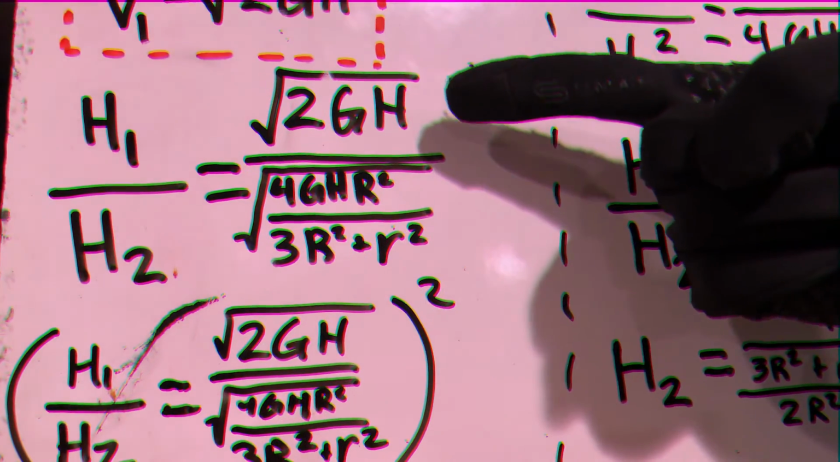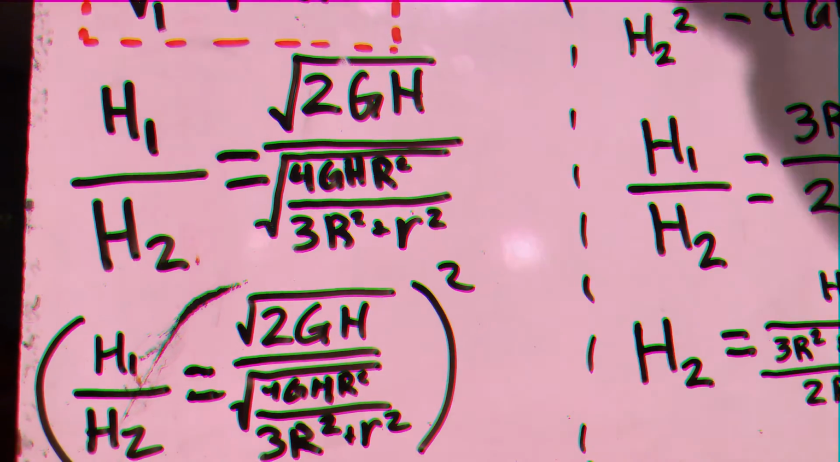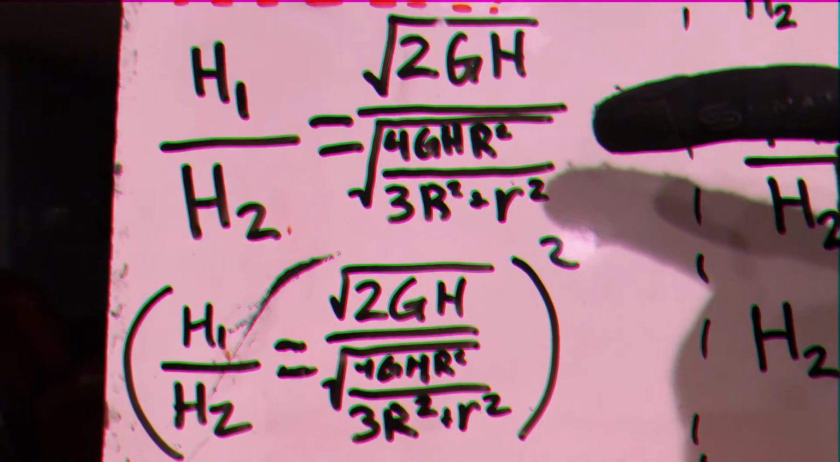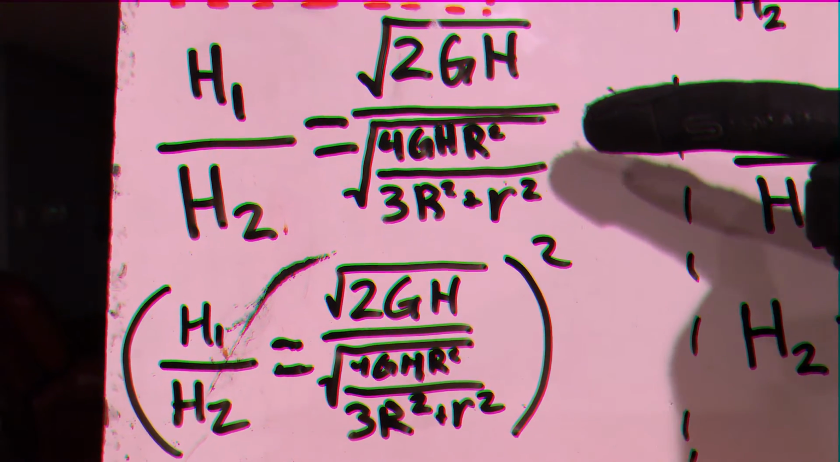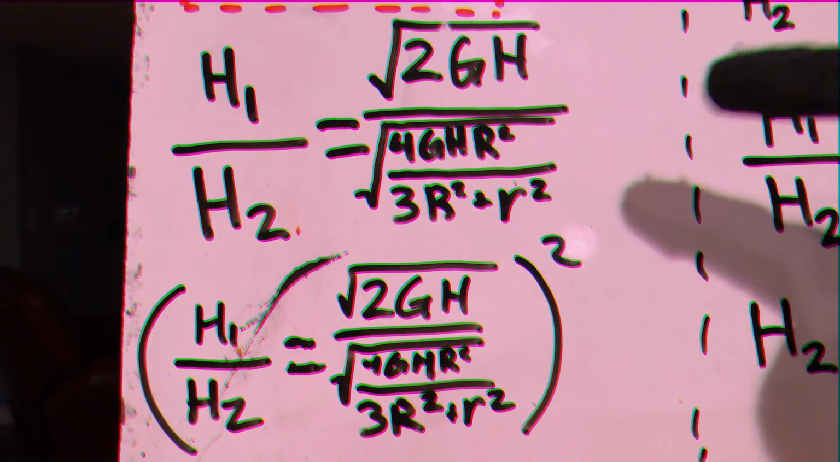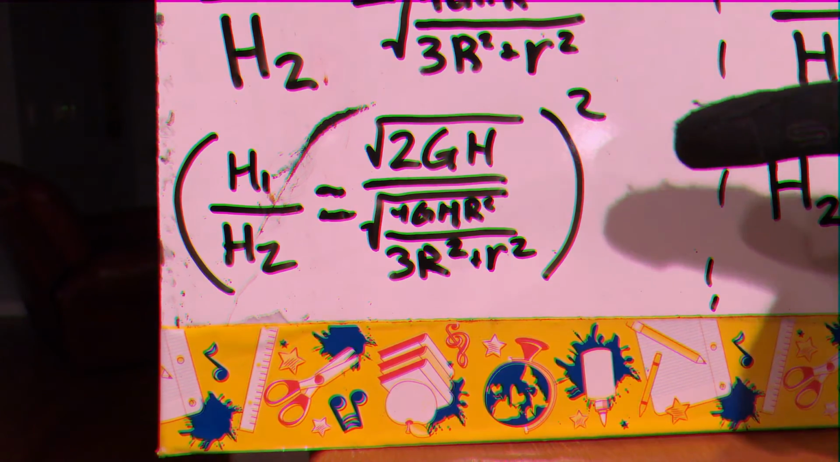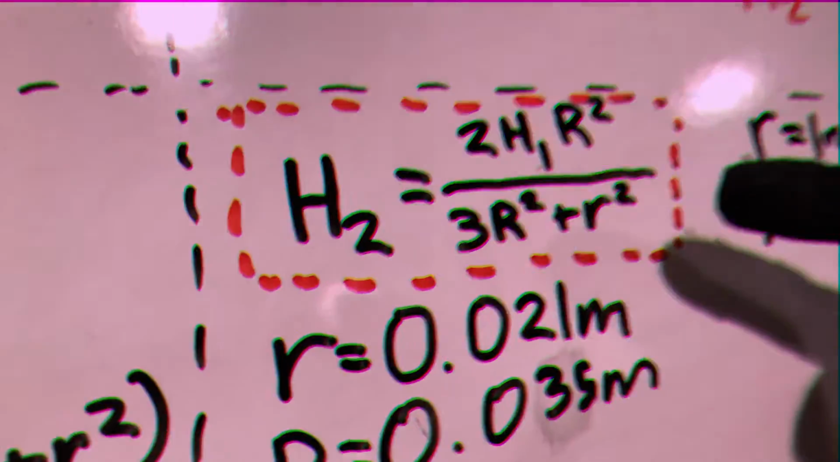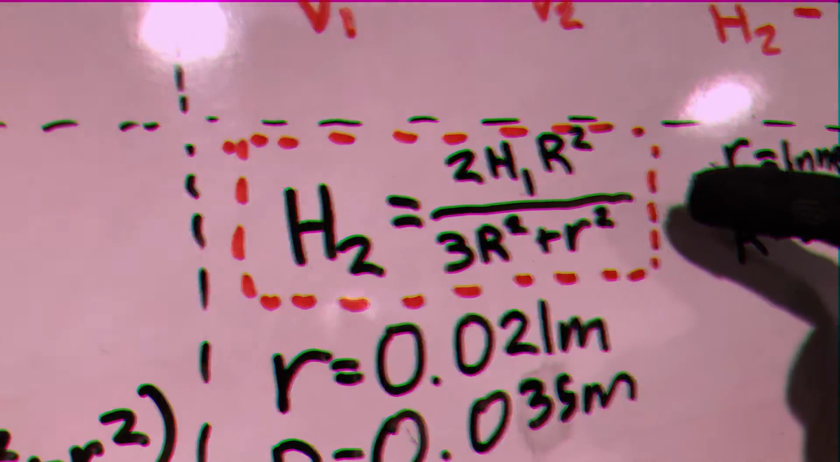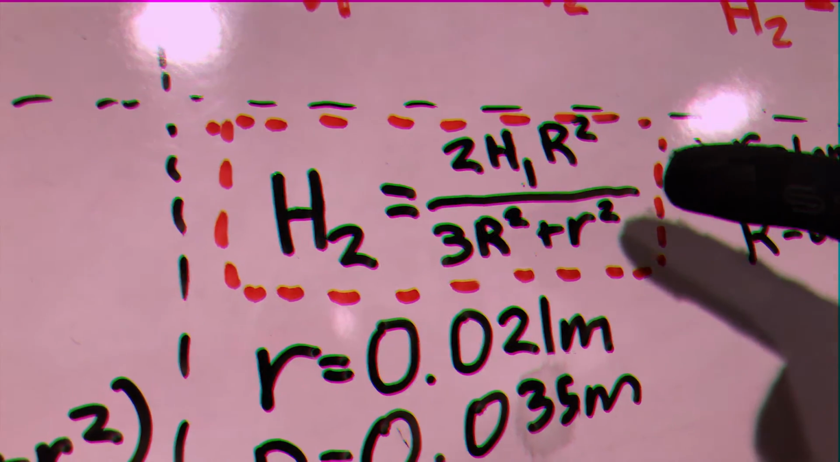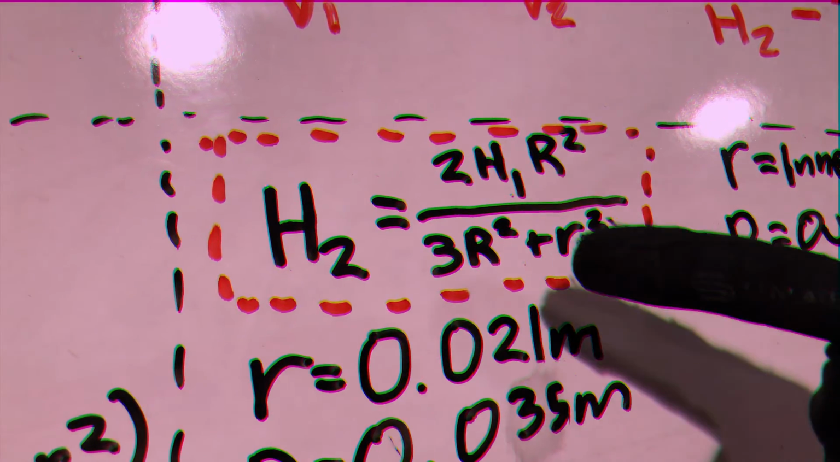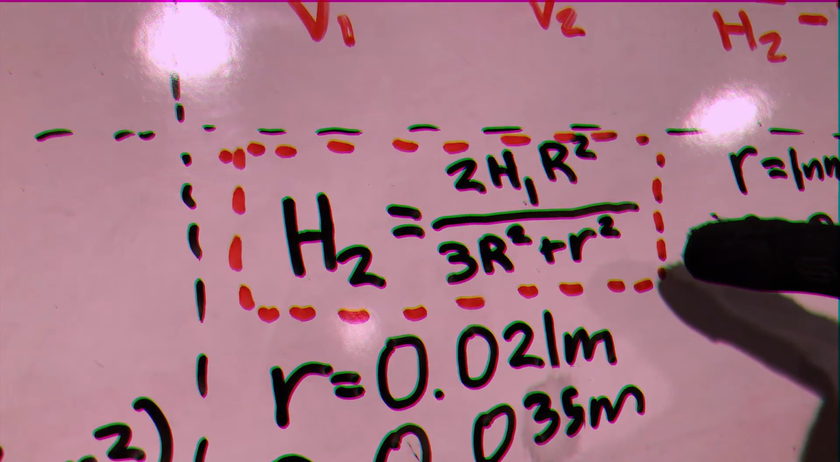Then we can plug that equation into v1 and this equation in for v2 to get our equation which we're going to solve for. First, we square the equation to get rid of the square roots. This can be simplified down into the height of the dropped roll is equal to 2 times the height of the roll in free fall times big R squared over 3 big R squared plus little r squared.